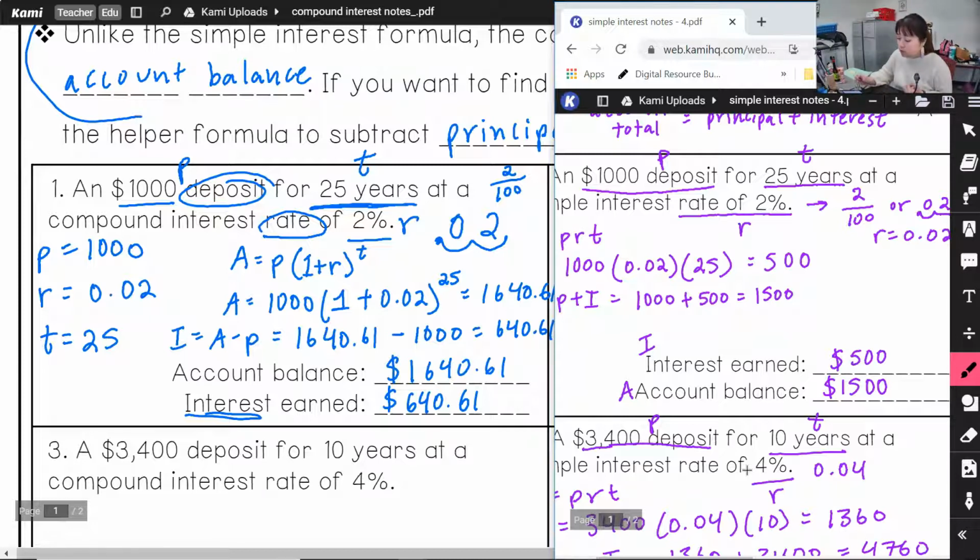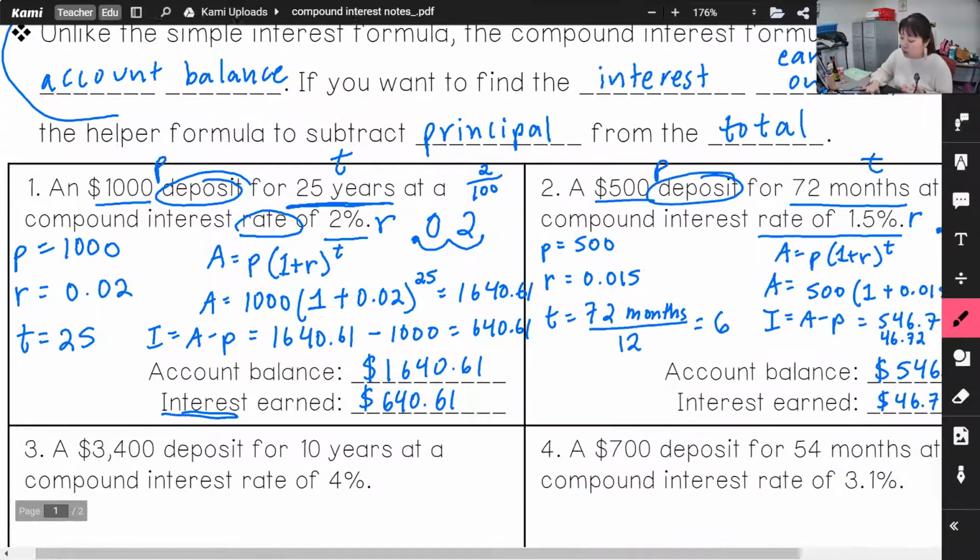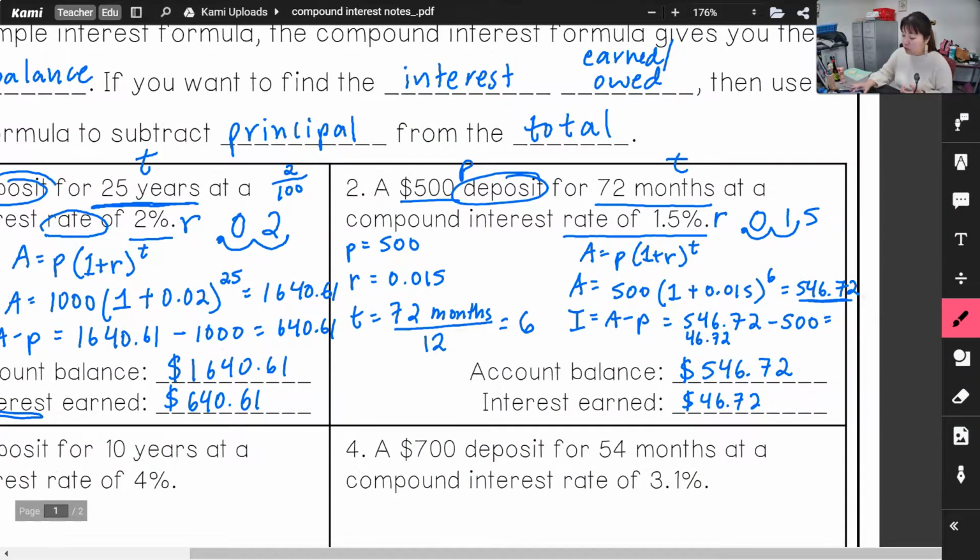When you look at these, which one of these accounts do you notice made more money? Like which one earned more interest? Compound on the left or simple on the right? Well, compound, we earned $640.61. Simple, we only earned $500. Okay, well, let's try another one. Let's look at number 2.